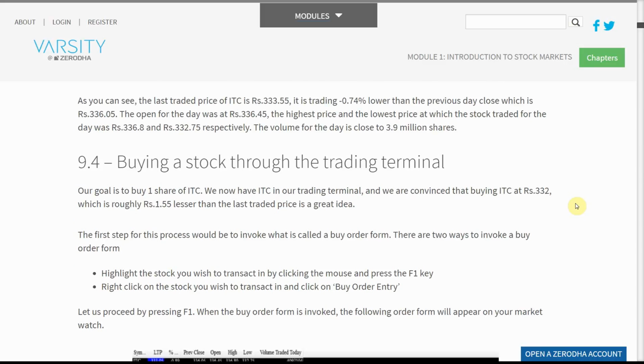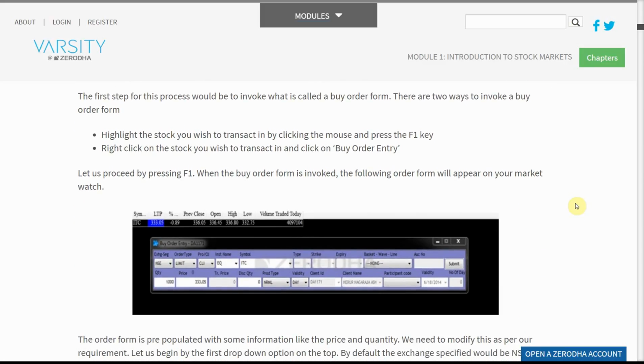The first step for this process would be to invoke what is called a buy order form. There are 2 ways to invoke a buy order form. Highlight the stock you wish to transact in by clicking the mouse and press the F1 key.